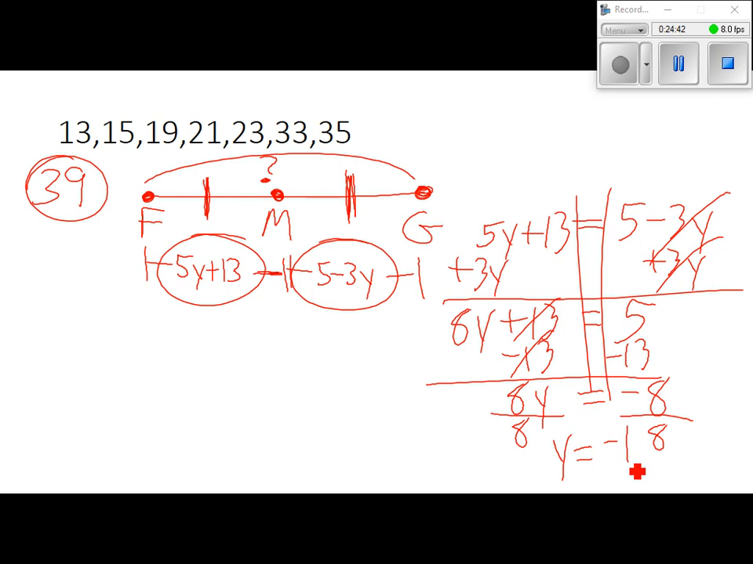Negative 1. Is it alright for y to be a negative? Yeah, it's alright for y to be a negative. What can't happen? Can those lengths be negative? The lengths can't be negative, but the y can be negative. So what we need, I don't know, what did they ask us? I'm sorry, this looks like 18 there. It's supposed to just be a negative 1. What did they ask us to find on 39?